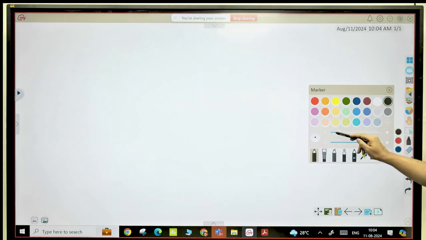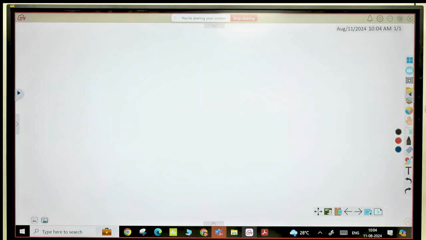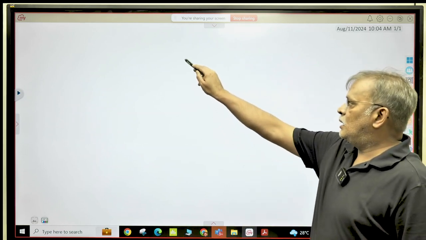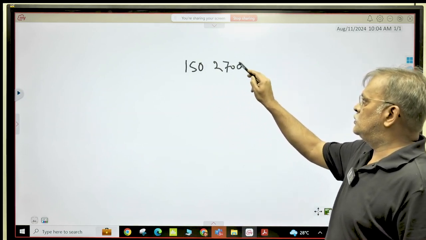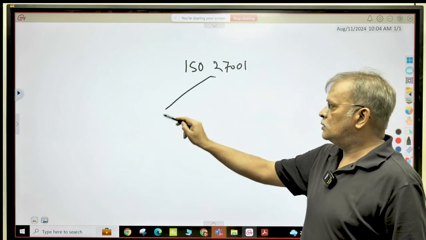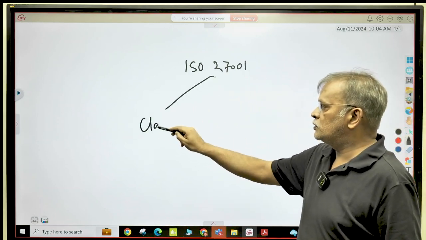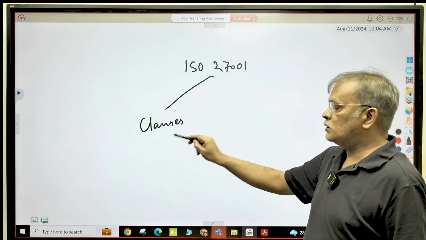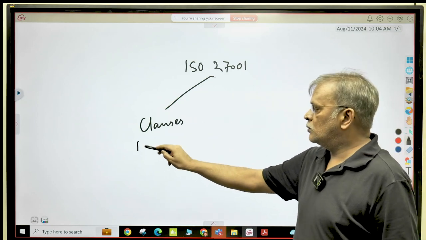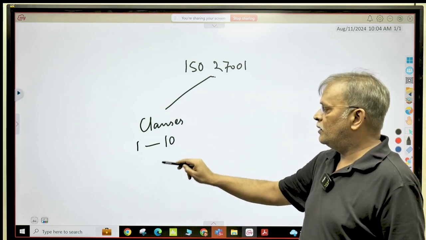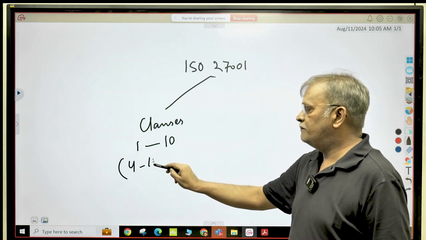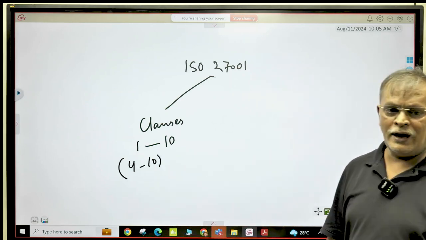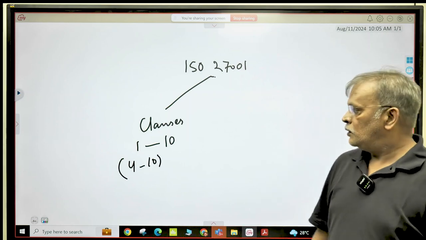A quick recap of the conversation that we had yesterday. I am saying ISO 27001 is broken into two segments. One, which is the clauses, which runs from clause number 1 through clause number 10. Effectively, clause 4 to 10 only. 1, 2, 3 doesn't have any deliverables for us.